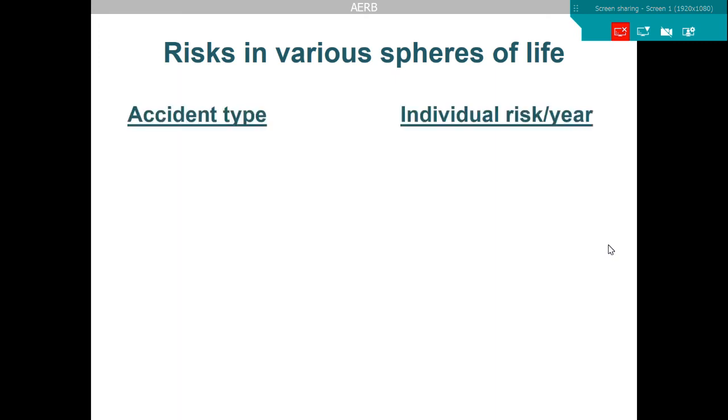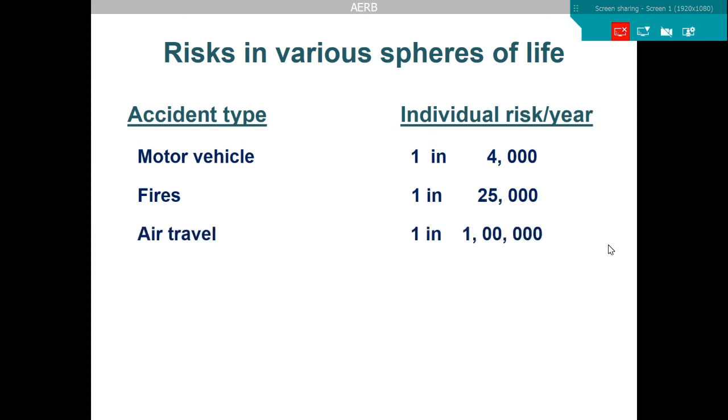There is risk in various spheres of life. Look at this small list. Just because there is this risk, have you stopped traveling by motor cars? Have you stopped air travel? Have you stopped using electricity because of this risk? We can minimize the risk, we can try to avoid the risk, but we know risk exists.